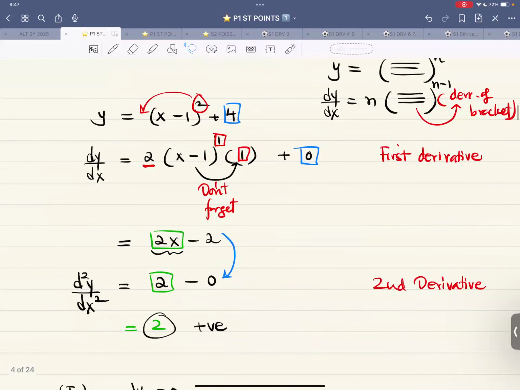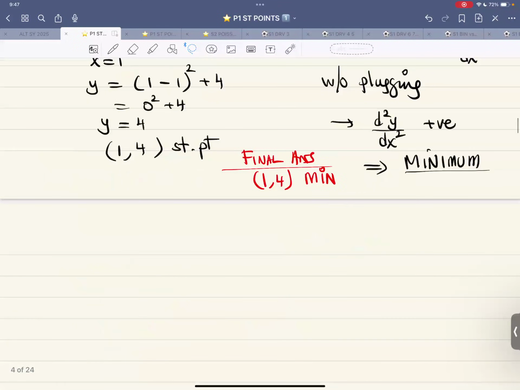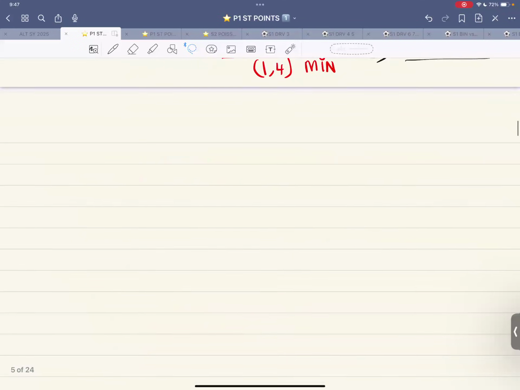Now, someone asked this thing, why are we plugging in the second derivative? P1 and P3 is not the right level to make you understand that. For right now, that is the procedure that we need to follow. So we just need to follow and nothing more.